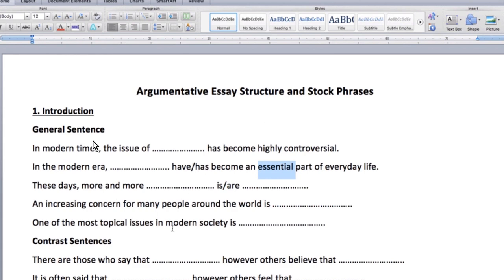These are really nice introduction sentences. Of course, develop a few of your own, add a few of your own, but if you want, use these. They have some nice vocabulary in them already. Controversial, essential, topical, the modern era. So the idea is that you learn the grammar of these perfectly. Just put a noun phrase in here, which is the topic of your essay, and then you have a perfect general sentence. I think I'm just going to choose this one.